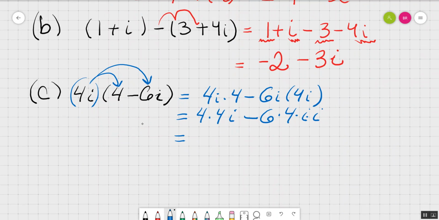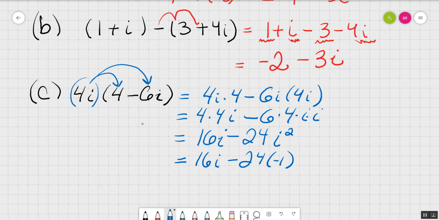Okay, 4 times 4, totally a 16, minus 4 times 6, which will totally just give me a 24. Oh, I dropped an i, gotta be careful. Everybody should have i's. And then i squared. And then you remember, oh teacher, but i squared, that's negative 1. So here I have a negative 24 times negative 1, which will give me a 16i plus 24.